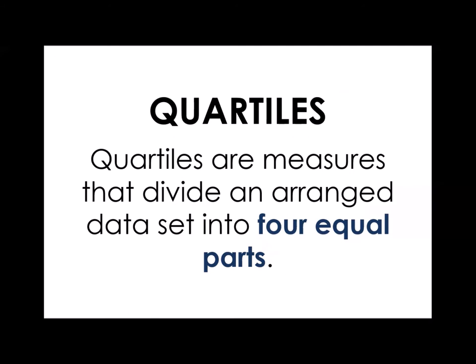So meron pa tayong dalawang pag-uusapan pa on the next videos to come. So the first one, ano ba ang quartiles? These are the measures that divide an arranged data set into four equal parts. Ang keyword dito, or the keywords are four equal parts. So given a data set, arranged na siya from lowest to highest, i-divide natin yung data set na yon into four equal parts. And that's what we're going to do later on the next slides.